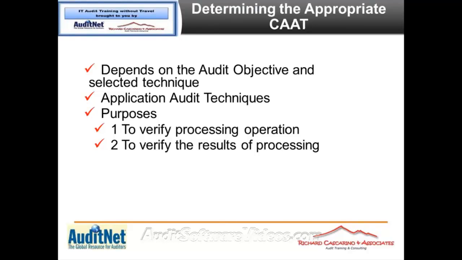Which CAT do I need? Depends. Depends on the audit objective and the audit technique. Start off with what do you want to know. Then you look at where is the evidence. Then you decide how am I going to get to the evidence. If the evidence is in somebody's brain, I will go and interview the person. If it's a criminal, I might interrogate the person.